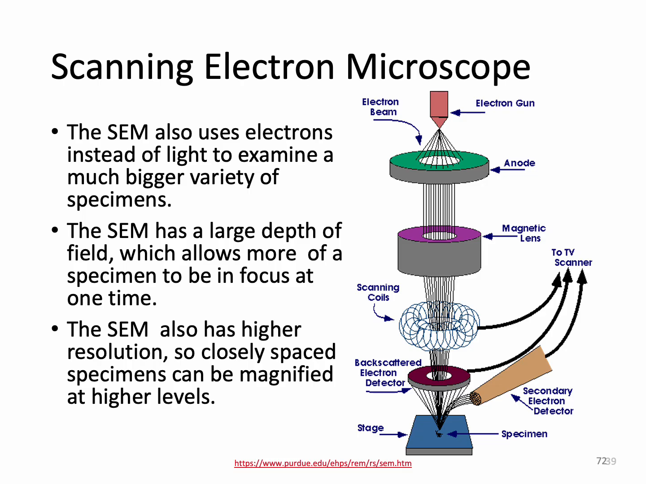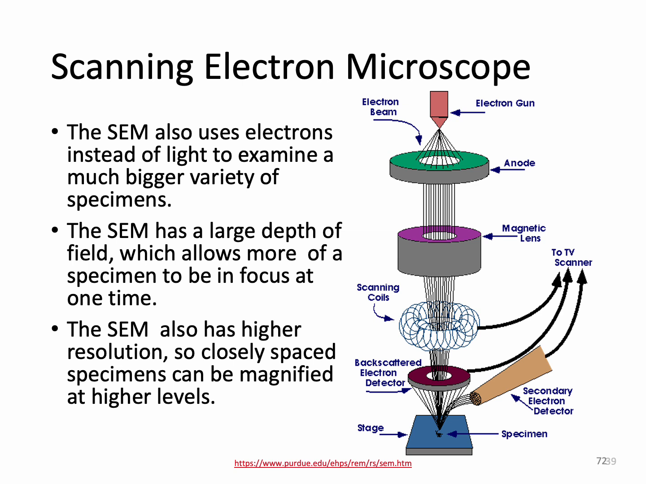Now let's go over the scanning electron microscope, or SEM. The SEM also uses electrons instead of light to examine a much bigger variety of specimens. The SEM has a large depth of field, which allows more of the specimen to be in focus at one time. The SEM also has higher resolution, so closely spaced specimens can be magnified at higher levels.